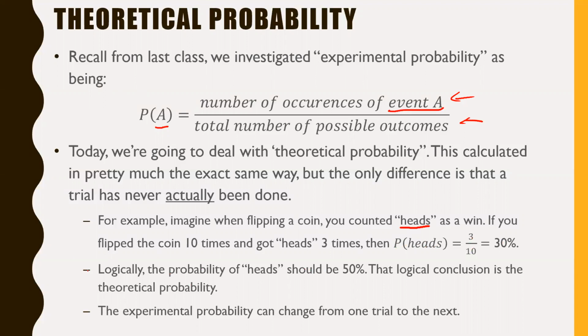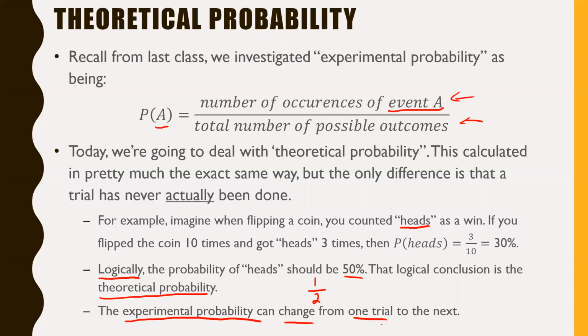Now, logically, however, because heads is only one of 2 options, the probability of heads should be 50%, or in other words, 1 out of 2. 1 possibility out of 2 total possibilities, heads or tails. So the logical conclusion that we got here, that is your theoretical probability. The theoretical probability when you flip a coin of getting heads is 1 out of 2, or in other words, 50%.